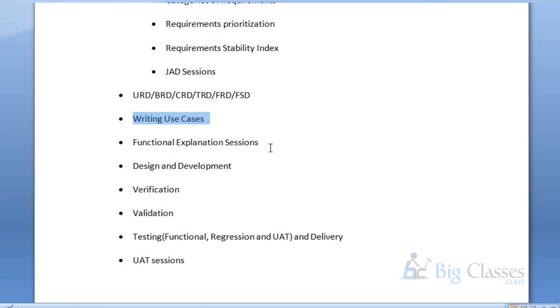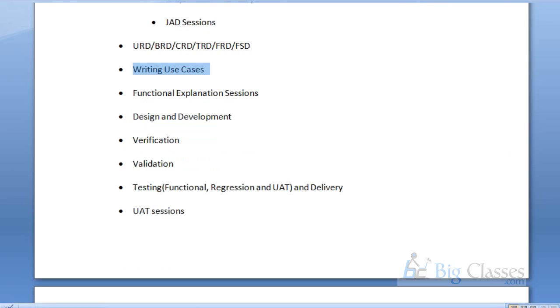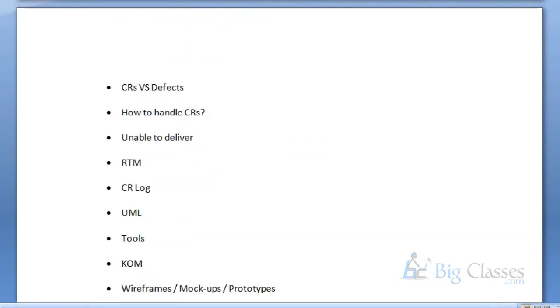So we'll see what is verification, what is validation, what are the different types of testing existing in the market, and as a BA, what do we do, and what is a UAT, which stands for user acceptance testing, and then what is a change request, what is a defect, if there are multiple change requests at your workplace, how will you handle it, if you're unable to deliver something, then how to communicate with your clients, and then what is an RTM, which stands for requirements traceability matrix, and something about CR log, which stands for change request log, and the most important thing is UML, which stands for unified modeling language.